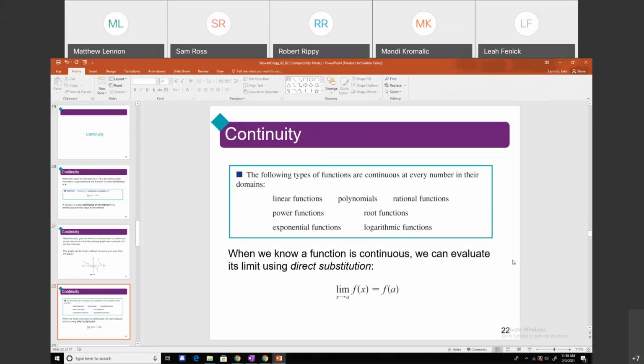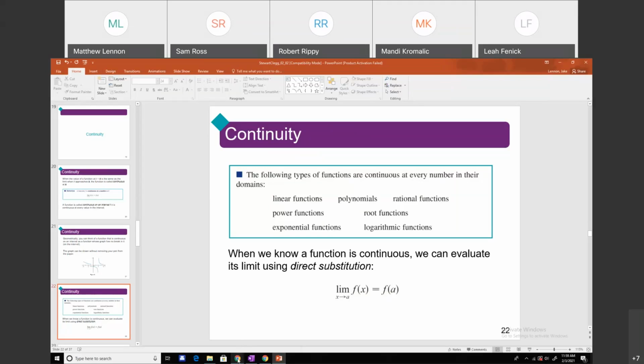Okay, so examples of continuous functions, lots of classes of functions. Linear functions, which are polynomials. The following types of functions are continuous at every number in their domains. Is this a question or a statement? Because rational functions certainly are not. Oh, in their domain. See, that's confusing. So in their domain, it's true for rational functions, but rational functions also certainly have discontinuities from the perspective.